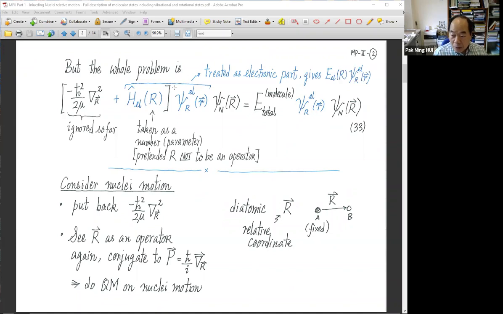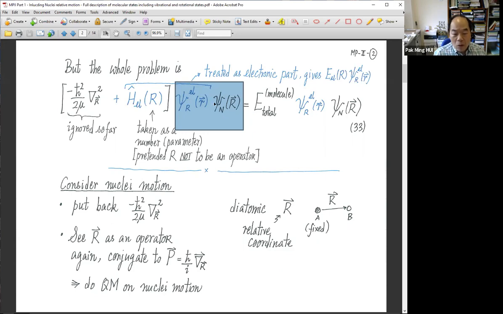And we make an approximation that the electronic degrees of freedom, or the electrons' behavior, can be decoupled from the nuclear part of the problem, so that the total molecular wave function is approximately the product of the electron wave function, which we already solved, LCAO for example, multiplied by a nuclear part. So far, we have not done anything about this nuclear part, and we are going to do it now.